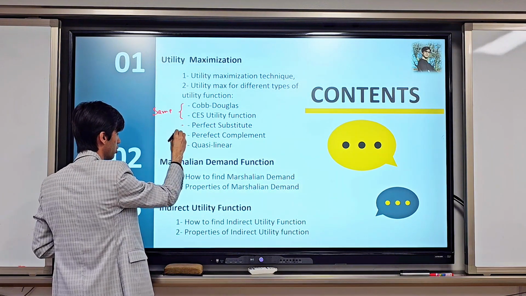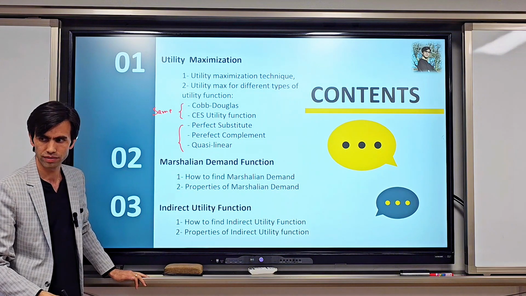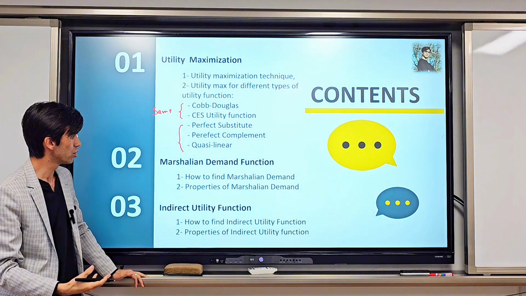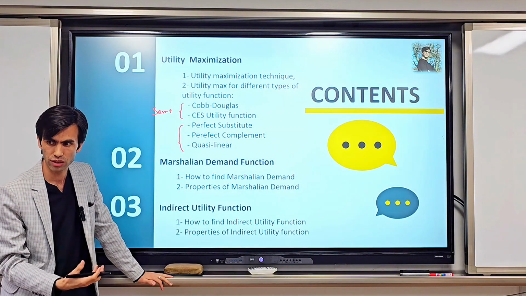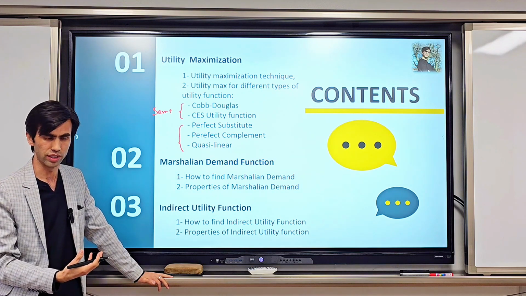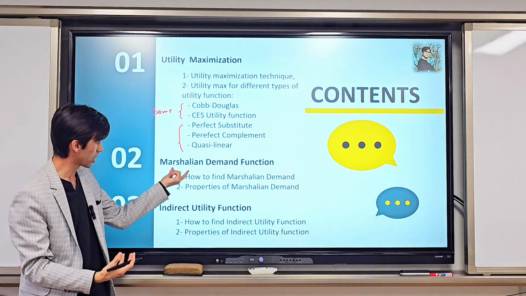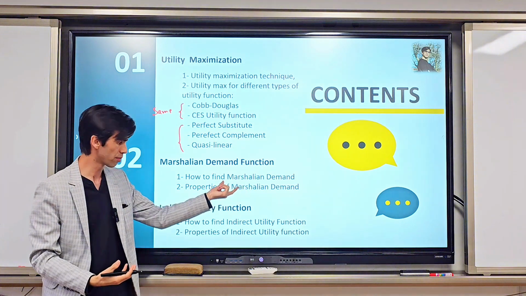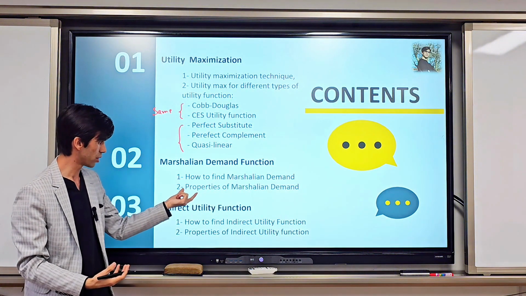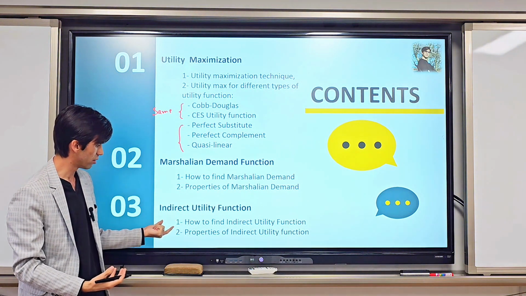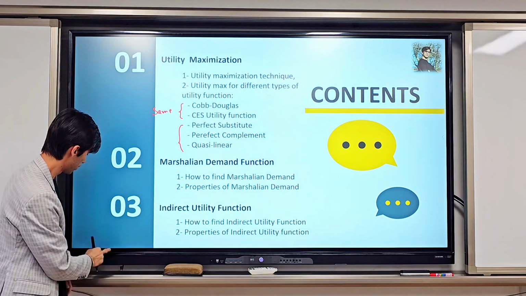But the technique that we use for these three are different. So we need to use a different strategy or different method to maximize our utility. And also next we will talk about Marshallian demand function, and also how to find Marshallian demand function, the properties, and then we will move to indirect utility function.